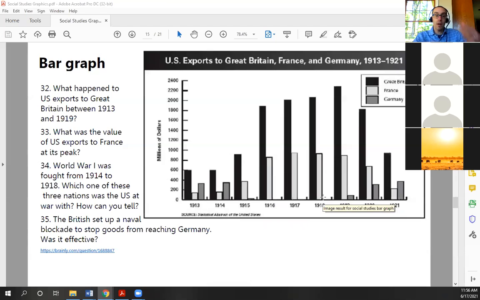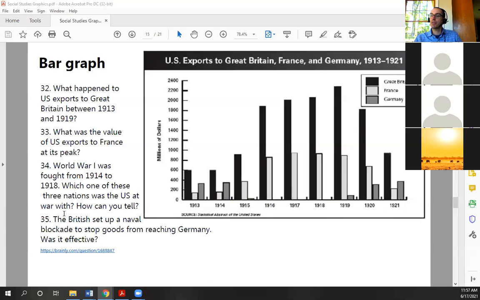Yeah, if we're at war with Germany, we're not going to be selling them stuff, right? So that's information you can tell. Which of these countries were we probably at war with? Well, just by seeing this information, exports to these countries, things we're selling to the countries, you could say it looks like we're at war with Germany. There is no transaction between Germany and the U.S.